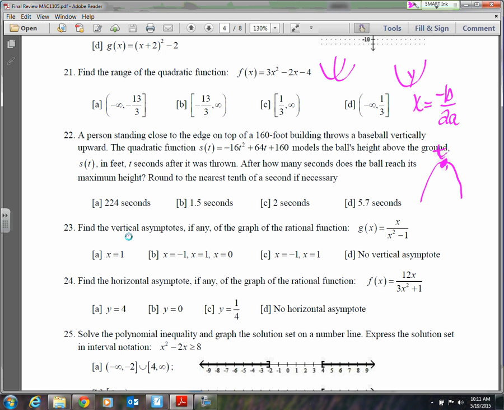How do you find vertical asymptotes? It's when the denominator what? Equals 0. How do you find horizontal asymptotes? There are 3 rules you have to remember. Is the degree of the numerator bigger than the degree of the denominator? Is it equal to, or is it less than? 3 rules. You have to know them.